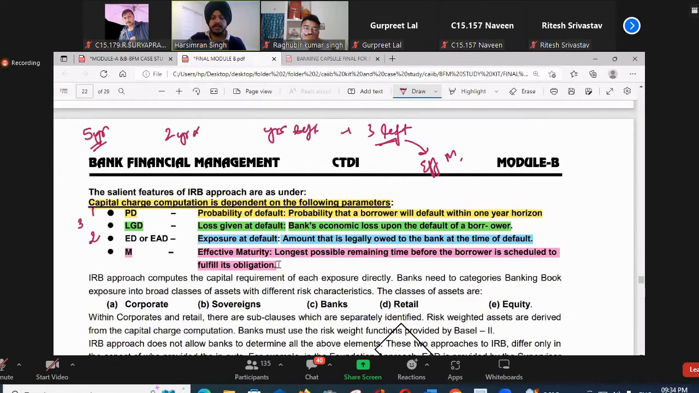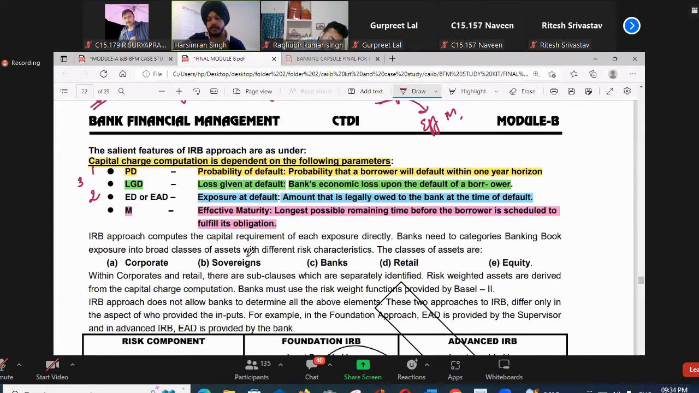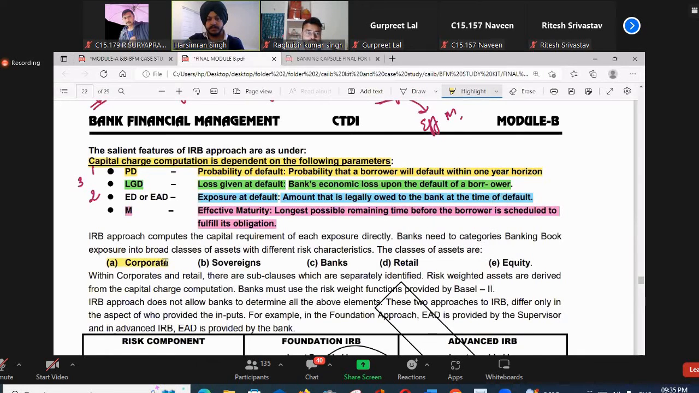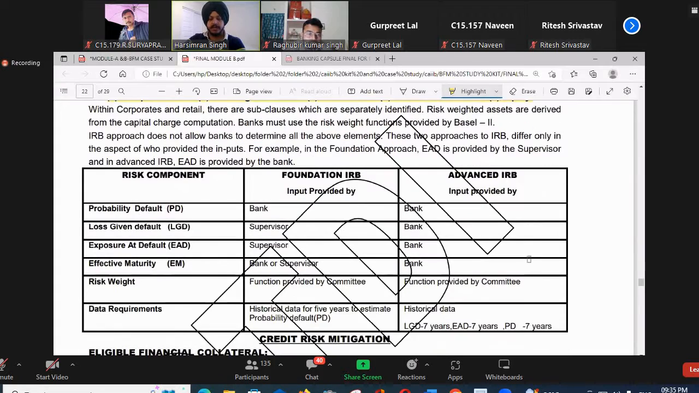Now, in this he says, how do we calculate the risk? We divide the banking business into 5 categories. What are these 5 categories? Corporate, sovereigns, banks, retail, and equity. अब 2 मिनट एक एग्जांपल करते हैं, उसके बाद we will finish this theory.